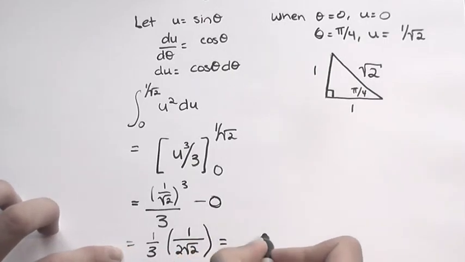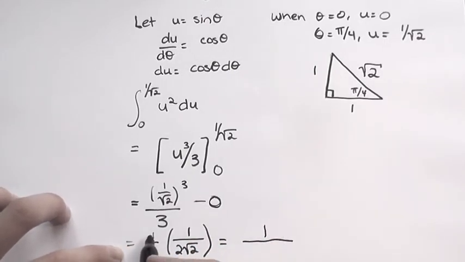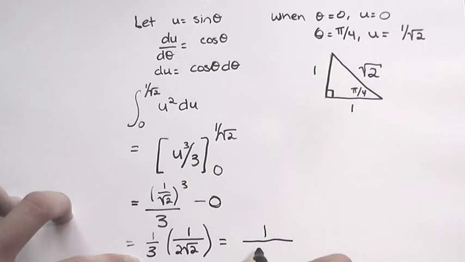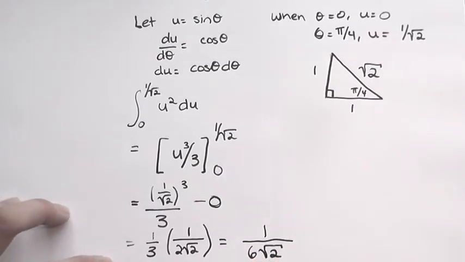And that's a bit easier to work out because we just go 1, and then 3 times 2 root 2 is just 6 root 2. And there's our final answer.